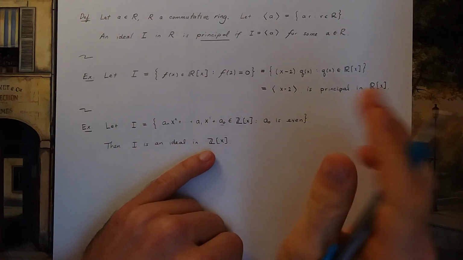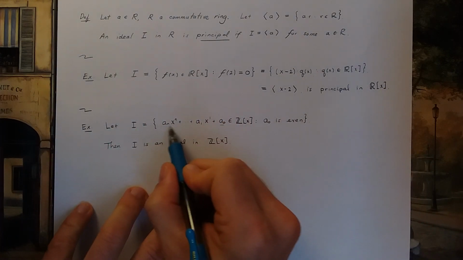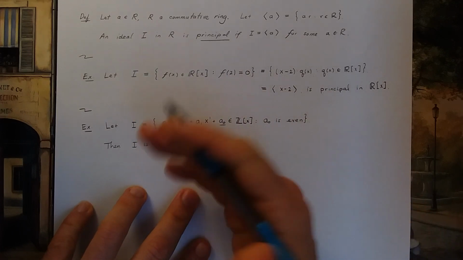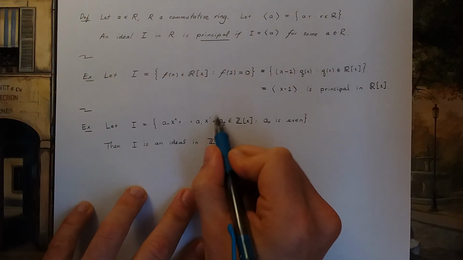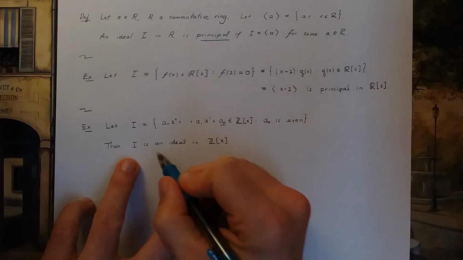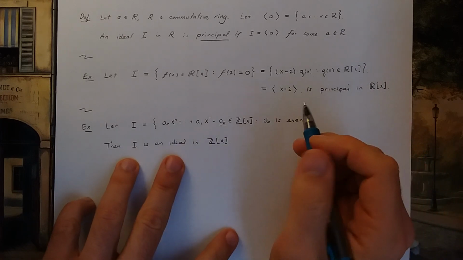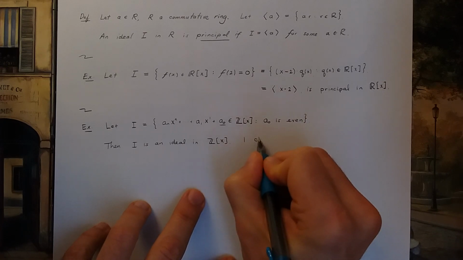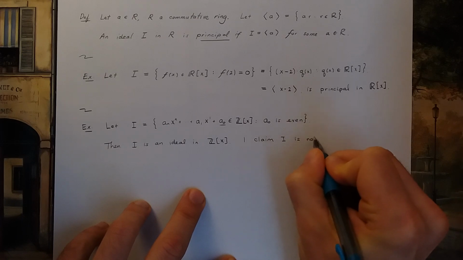That's because, and I'm not going to check the details right now for you, but it's really not that difficult. If you take a polynomial with an even last coefficient and you multiply by any other polynomial with integer coefficients, you get a new polynomial where the last coefficient is even. So you can verify directly from the definition that it is indeed an ideal in this ring. But I claim that this is not a principal ideal. So I claim that I is not principal.